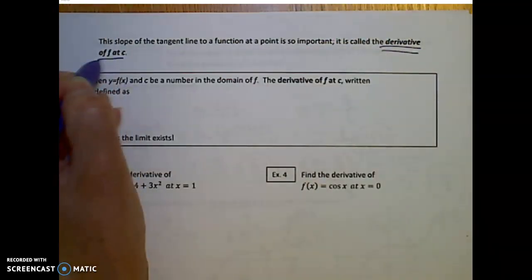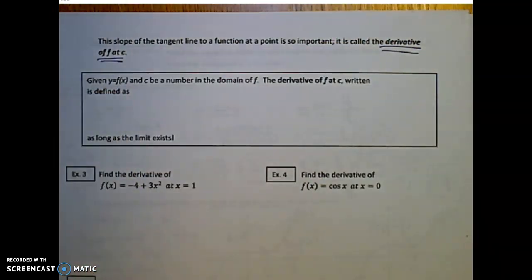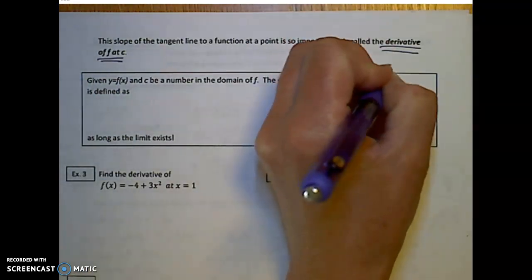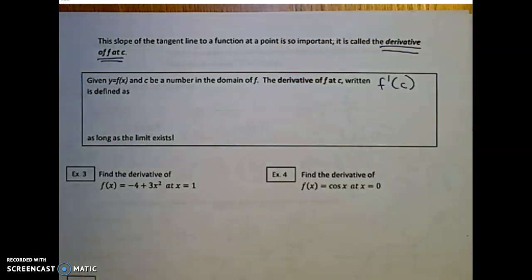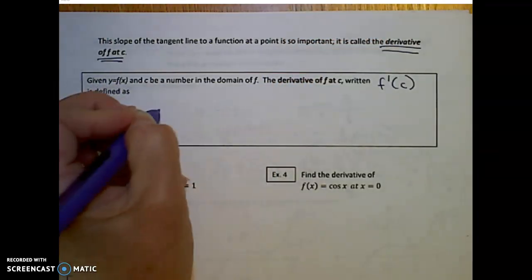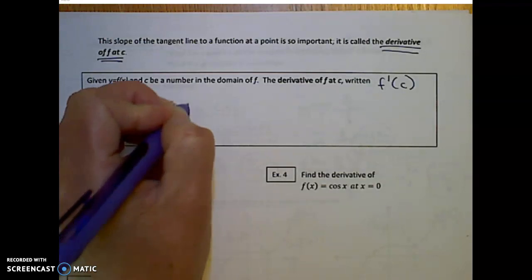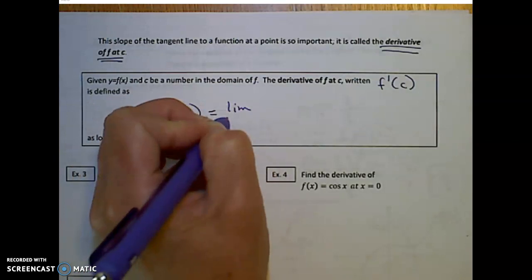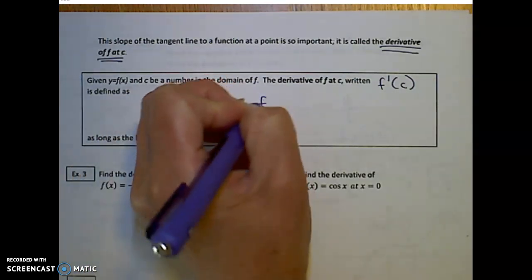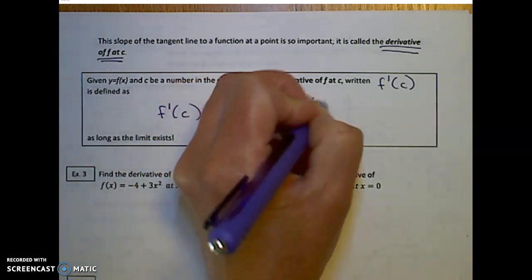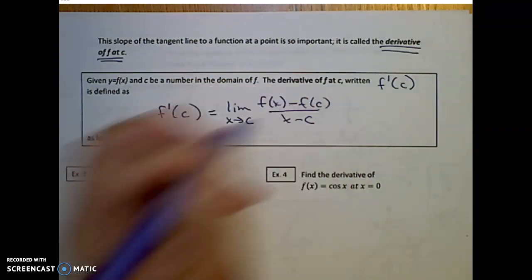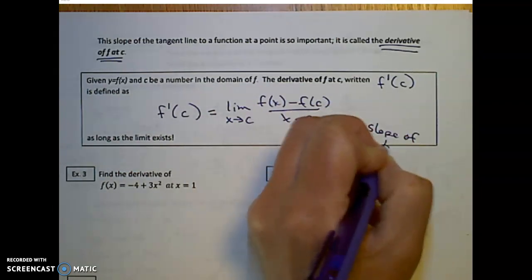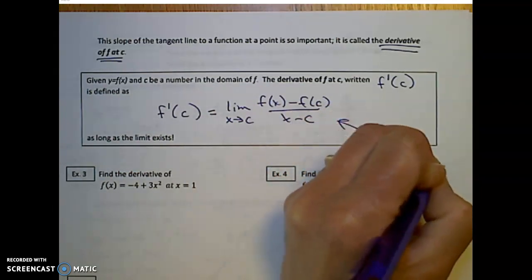It's called the derivative of a function at that point c. The derivative of a function at c, written f prime of c, we read that, is defined as: f prime of c, the derivative of that function at c, is equal to the limit, we just defined it, as x approaches c of f of x minus f of c all over x minus c. And that is the slope of the tangent line.